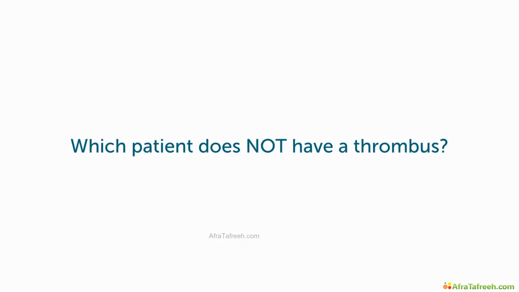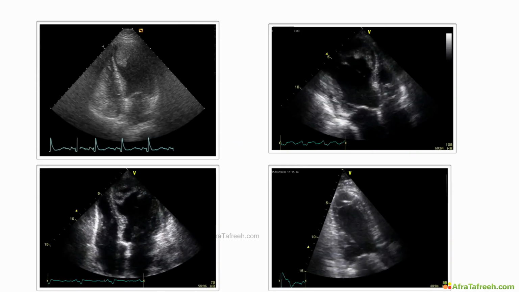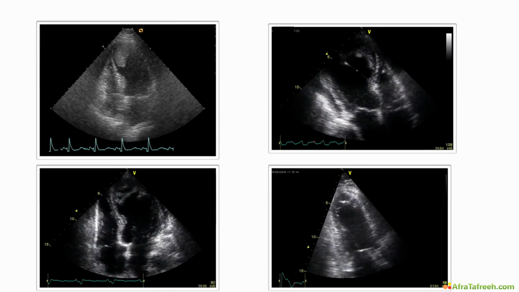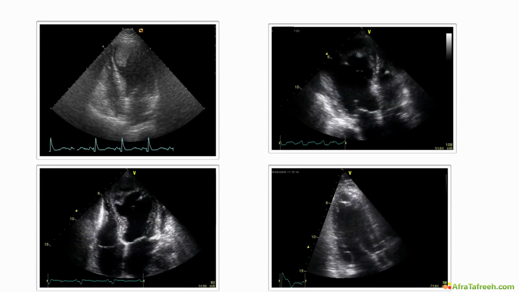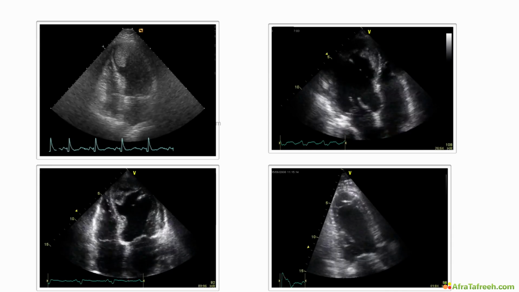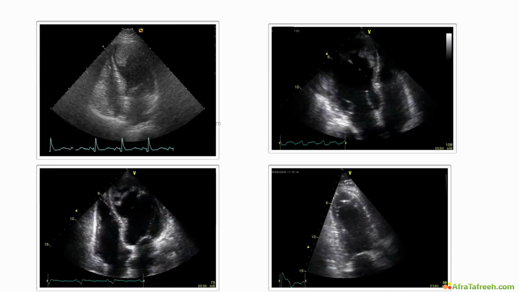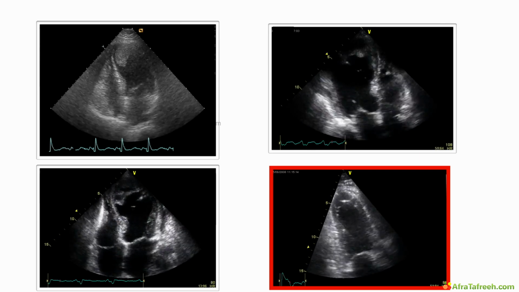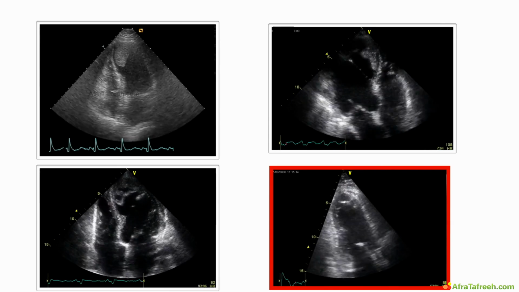Now let's take a look at left ventricular thrombi, which are usually located in the apex. I want you to tell me which of these four examples is a patient that does not have a thrombus. Take a look. Look at the region, the apex, where you usually find a thrombus, and see for yourself. Okay, I'll just give you a second or so. I guess it's quite apparent. The patient here on the bottom right is the one that does not have a thrombus.